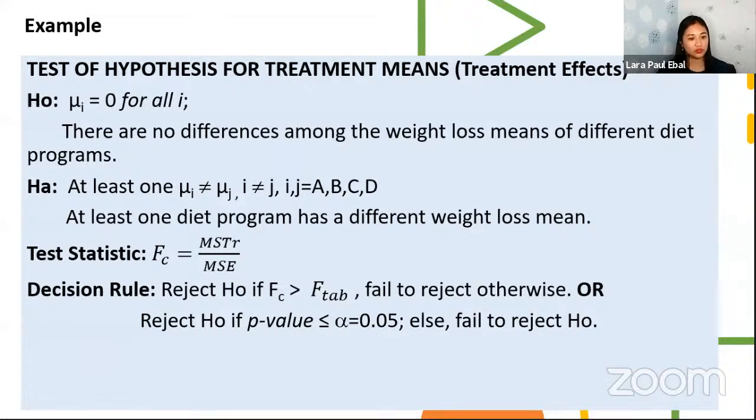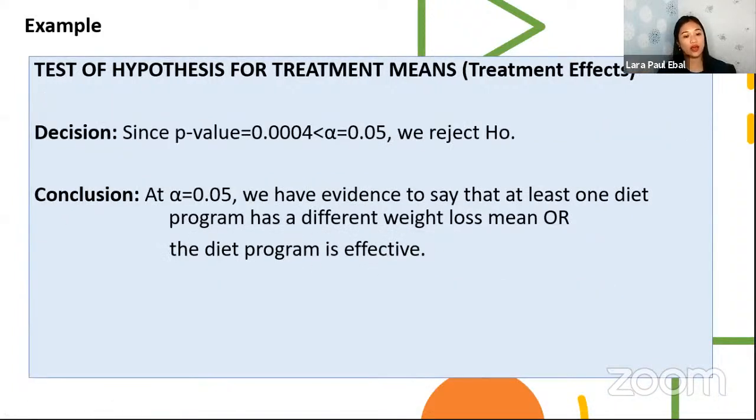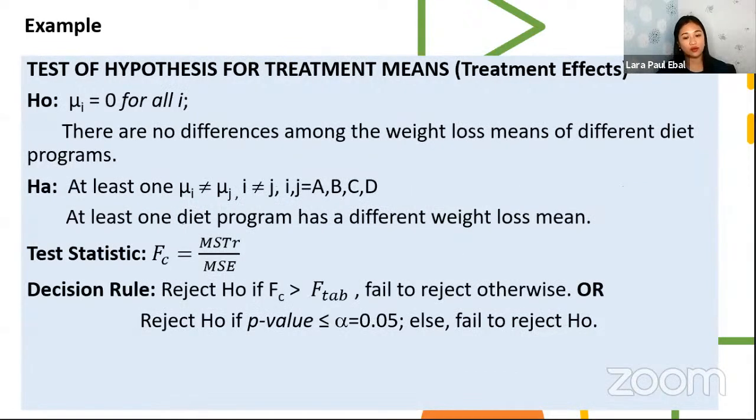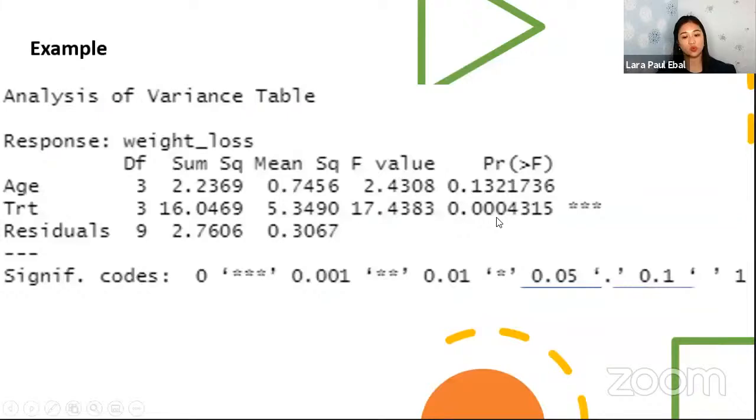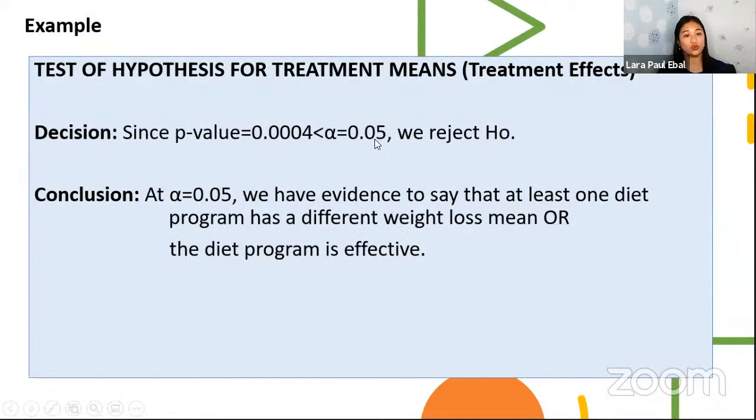So this is just a quick review. We have to state our HO here: no differences among the means. HA: at least one diet program has a different mean. And then for the test statistic, we use the F, assuming the assumptions are satisfied. And then the decision rule. Recall that our p-value using the software is 0.004. We can now compare this to the alpha, 0.05. Since it's less than alpha, we can now reject the HO.